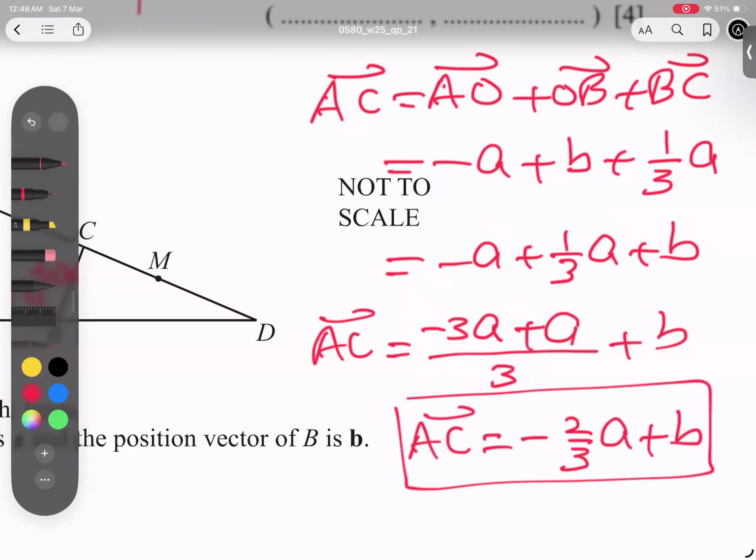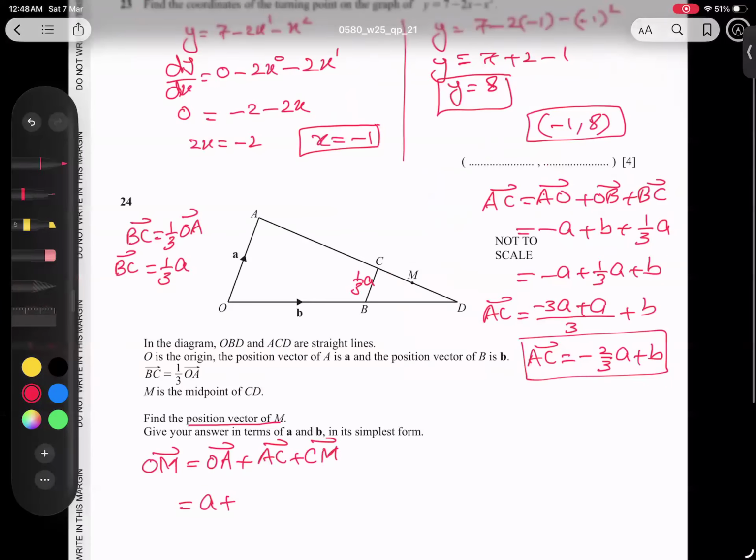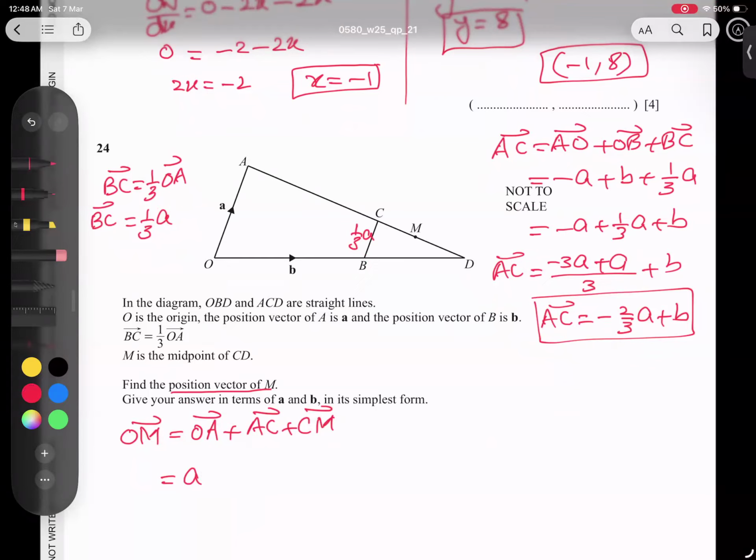So I got a 1 part. So it means I can replace it here. So I'm erasing this one, and I'm writing here negative 2 by 3A plus B. Only one part left. OA, I have it. Okay, and AC, I got it. What part left behind is CM. But I can write CM is a half of CD, because M is the midpoint. So if I get this CD, the question is going to finish.